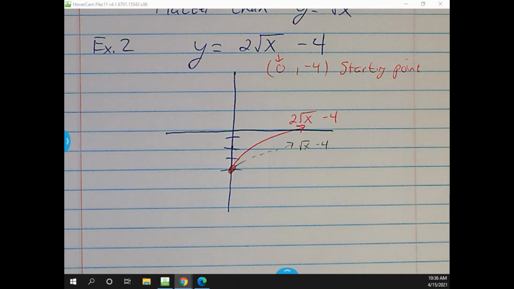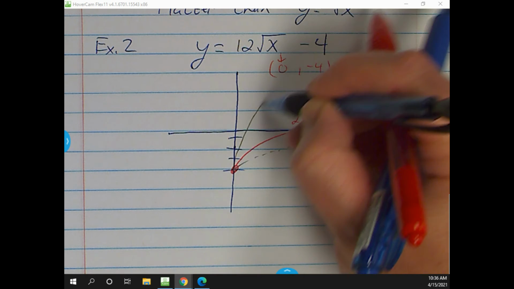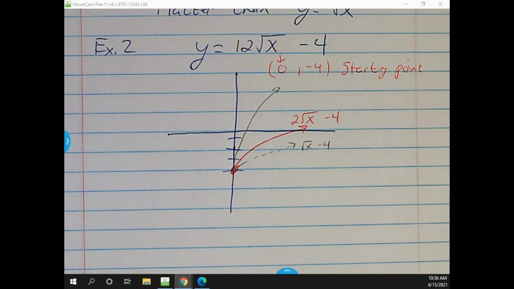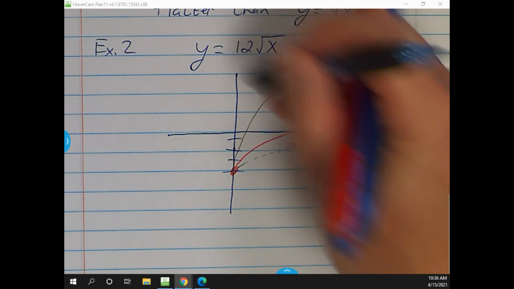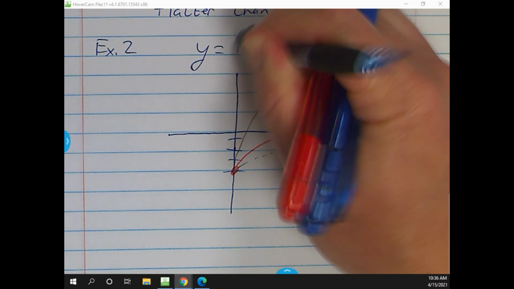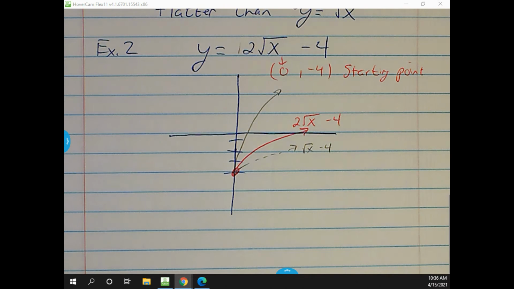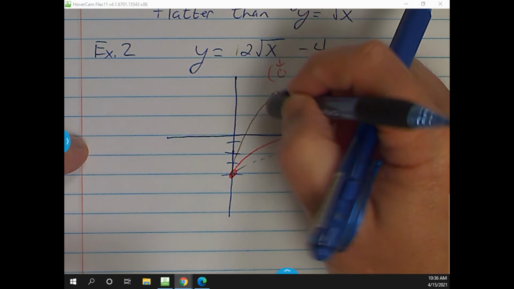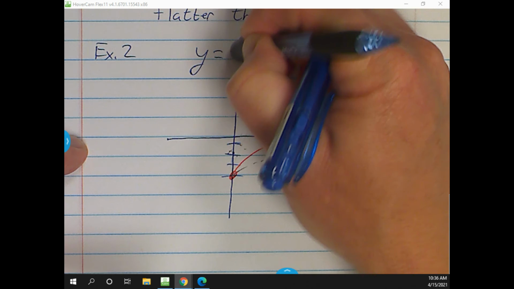Just like if we'd taken the 2 square root of x we had here, if we made that 12 square root of x, then this thing's going to be a whole lot steeper. It's going to go up something like that. So the bigger the number, the steeper the climb is going to be. The smaller the number, then the flatter it's going to be. Not that we had 12 square root of x there, but if we had, it would look something kind of like that.